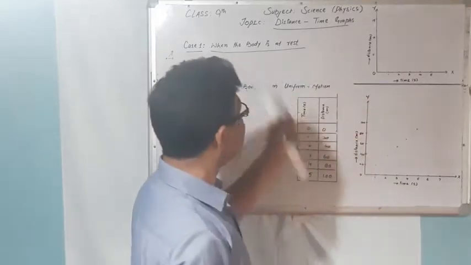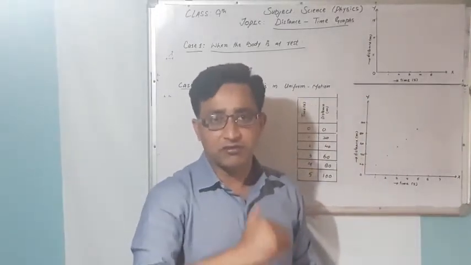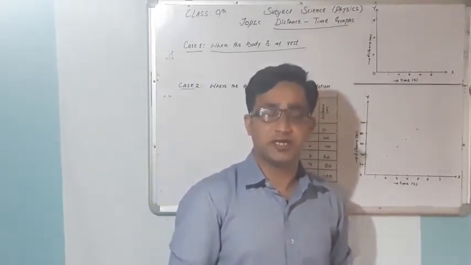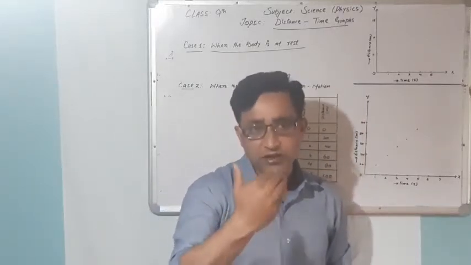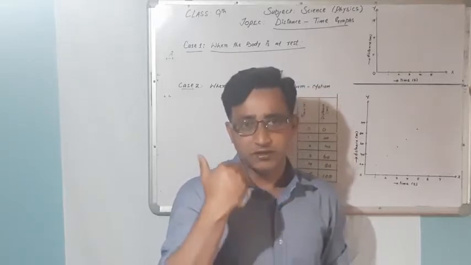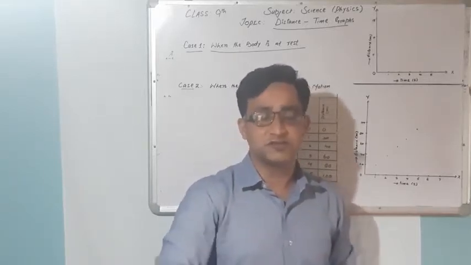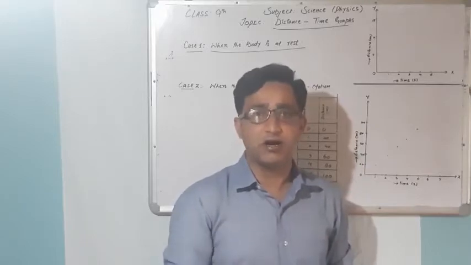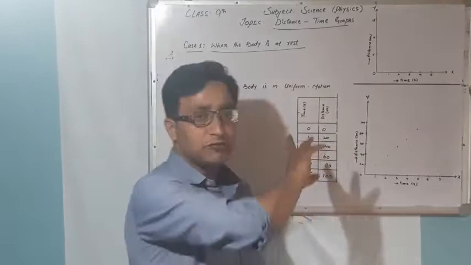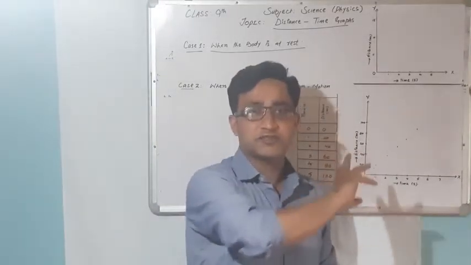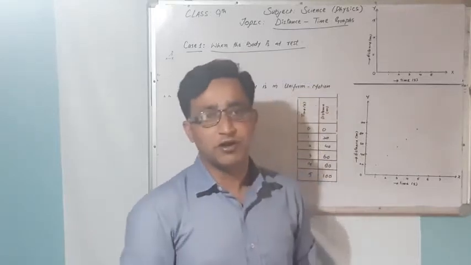In this distance time graph we will study three cases. One is when the body is at rest, second when the body is moving with uniform motion, and the third case is when the body is moving in non-uniform motion. In this video we will talk about only two cases, that is when the body is stationary and when the body is having uniform motion.